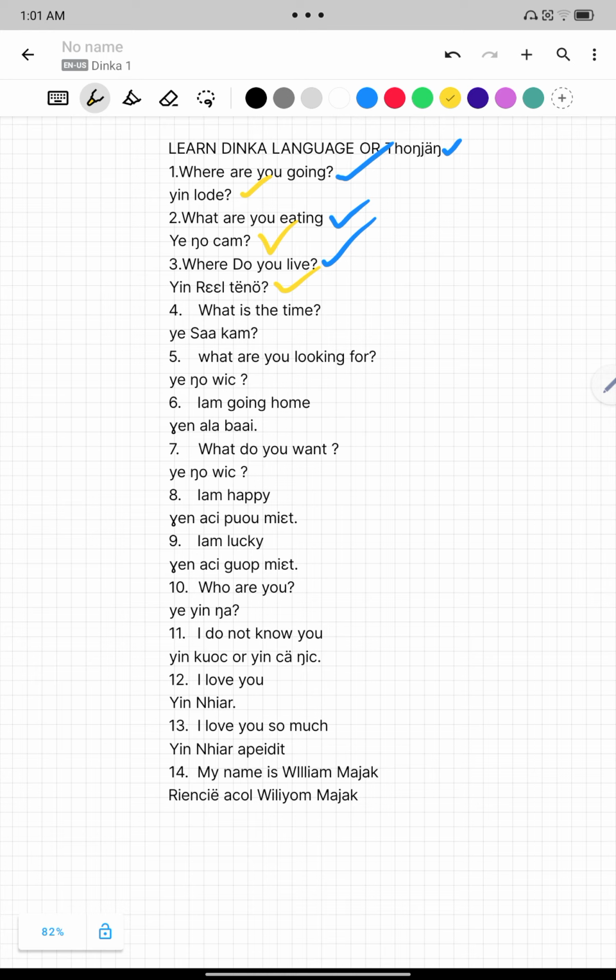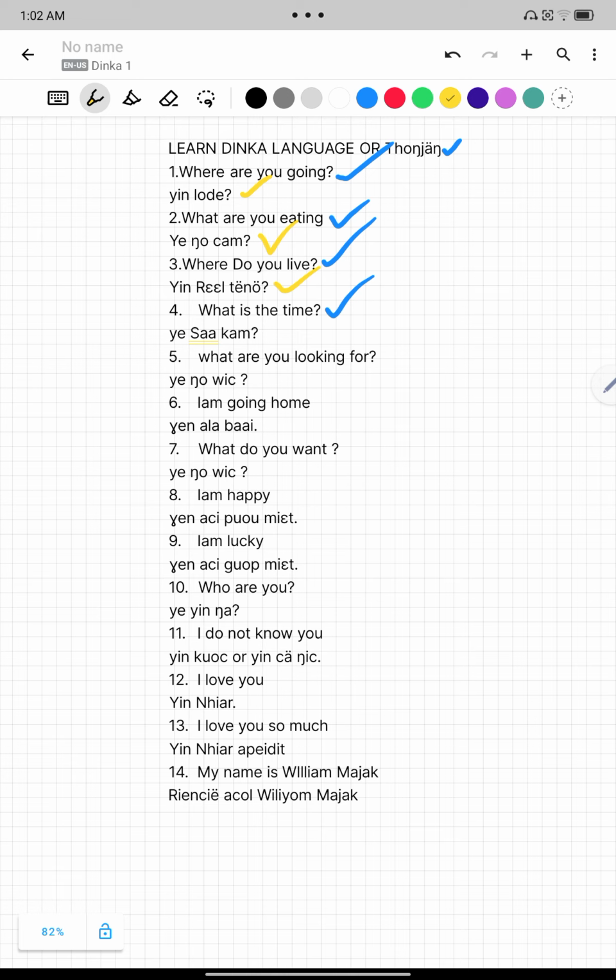Number four, what is the time? What is the time? In Dinka, we ask Yesah kam. This word, let me underline it: sah.